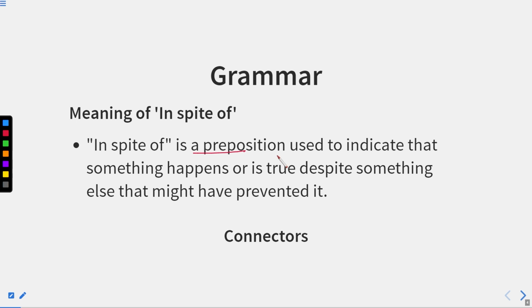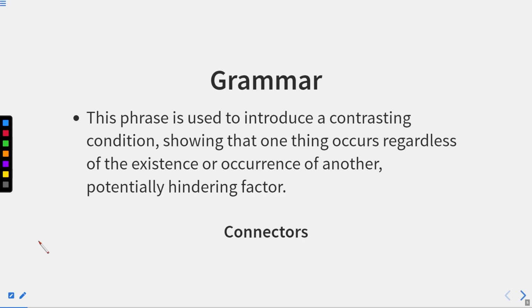In spite of is a preposition used to indicate that something happens or is true despite something else that might have prevented it. It means, again, we have two clauses in which one contradicts the other, or one shows the adverse situation whereas another shows the positive outcome of it. Both the clauses are contradictory with each other. They should not be according to the expectation or the outcome, whether positive or negative. In fact, it should contrast the condition that is given.